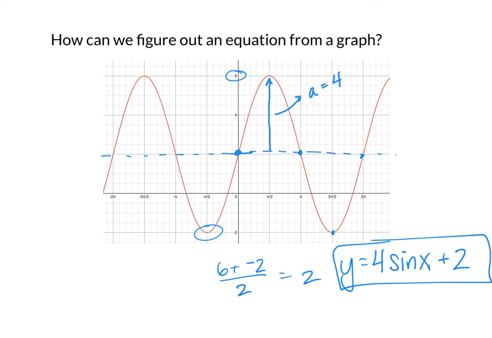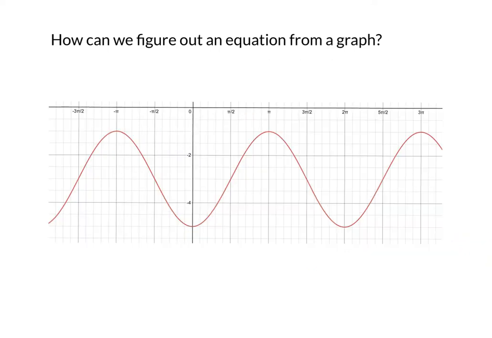Let's take a look at one more. Here we have another graph where now I can see I'm going from a maximum of -1 down to -5. So again, -5 plus -1, the average of those values is going to tell me that I have a midline at -3. This is telling me my k value. So there's my midline right there. k equals -3. My amplitude from that midline to a maximum, I can see that that's 2 units.